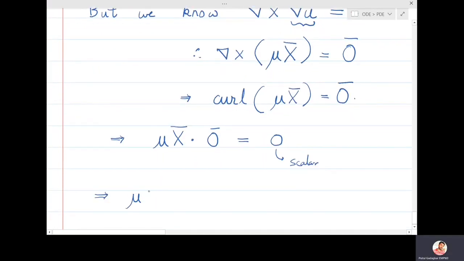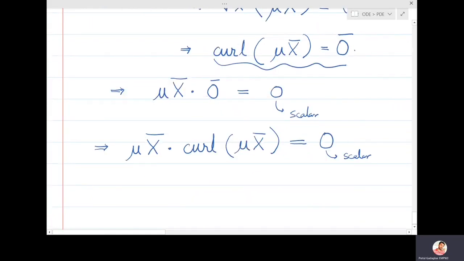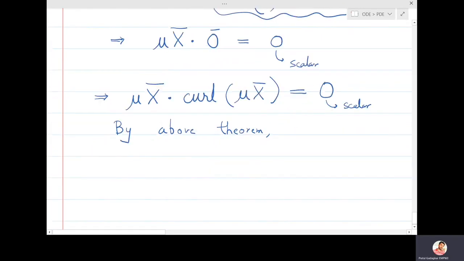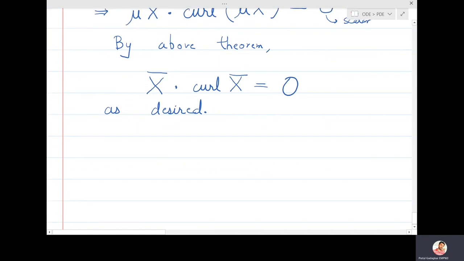Therefore, this means that mu x bar dot zero bar is what? Curl of mu x bar is equal to zero. This is a scalar zero. And this means that mu x bar dot curl mu x bar is zero. And therefore, by the above theorem, we can say that x bar dot curl x bar also has to be equal to zero, because the converse of that theorem was also true, correct? So this also has to be zero. This is what we wanted to prove, correct? In the necessary part, we wanted to prove that x bar dot curl x bar is also zero.